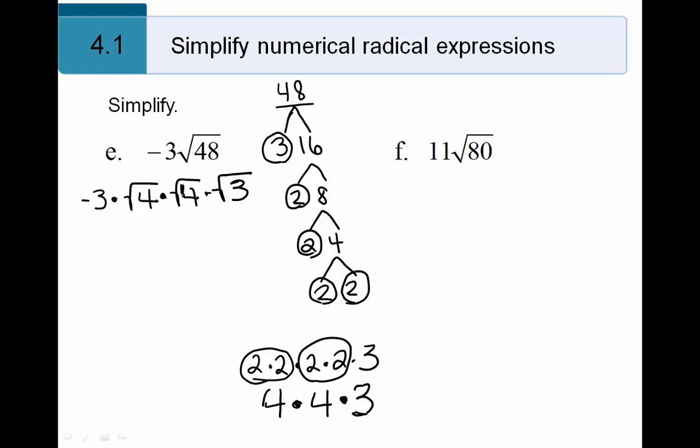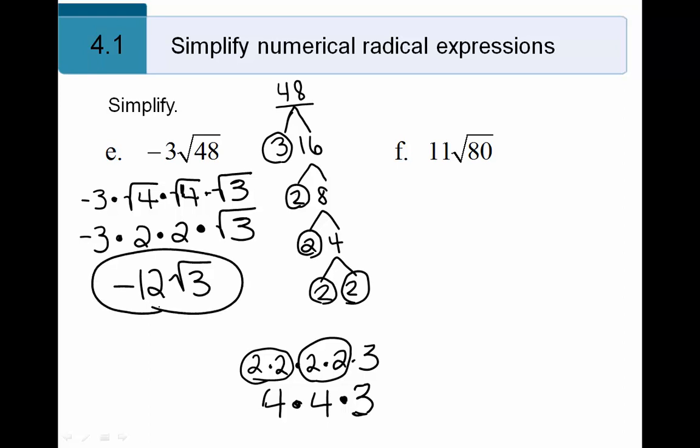So now I'll simplify. I have a negative 3 multiplied by the square root of 4 is 2, multiplied by the square root of 4, which is 2, multiplied by radical 3 just drops down. And now negative 3 multiplied by 2 multiplied by 2, you just multiply those together. 3 times 2 is 6, 6 times 2 is 12. So we get negative 12 times the square root of 3, or negative 12 square roots of 3.